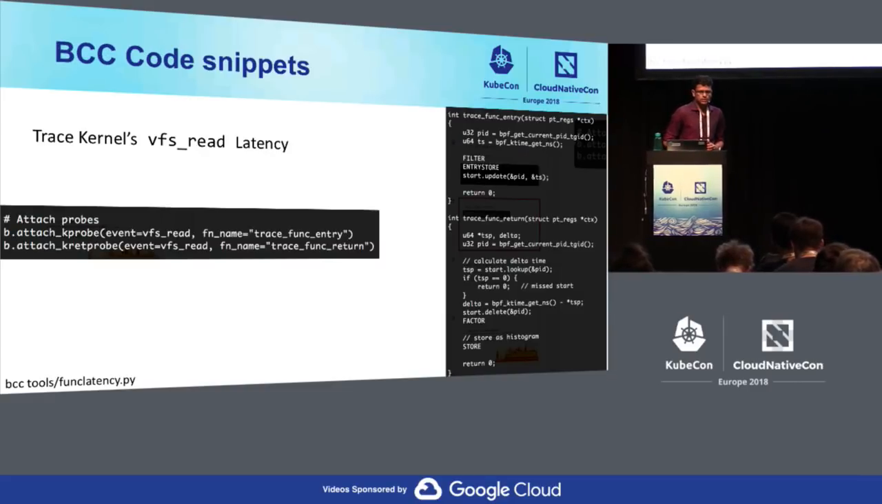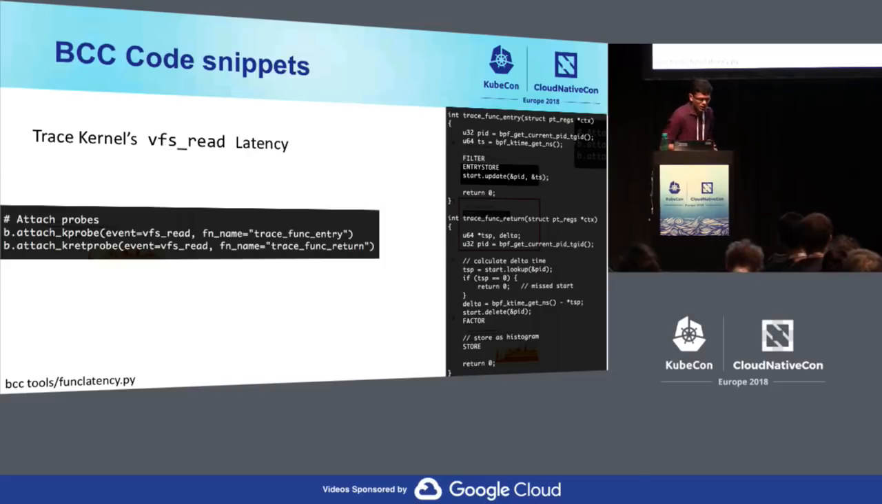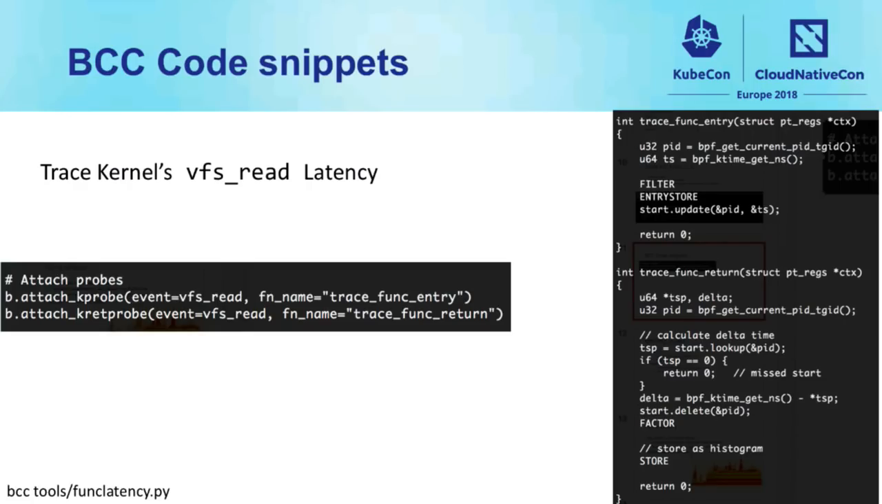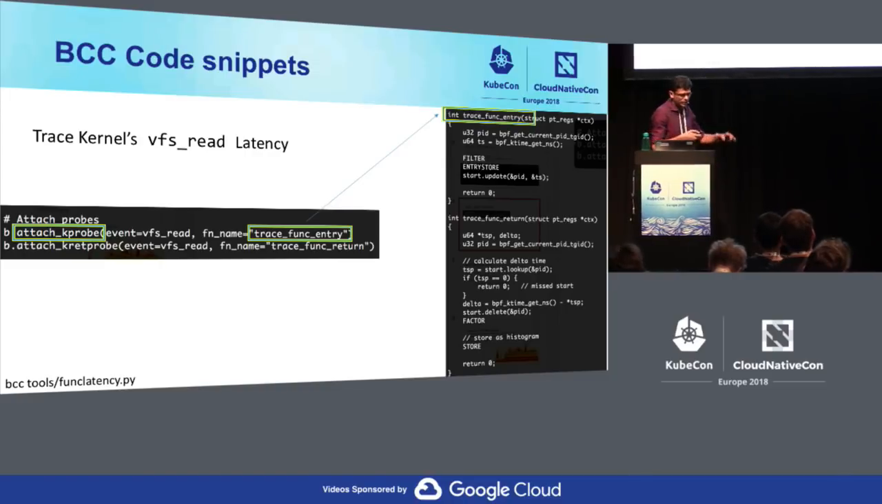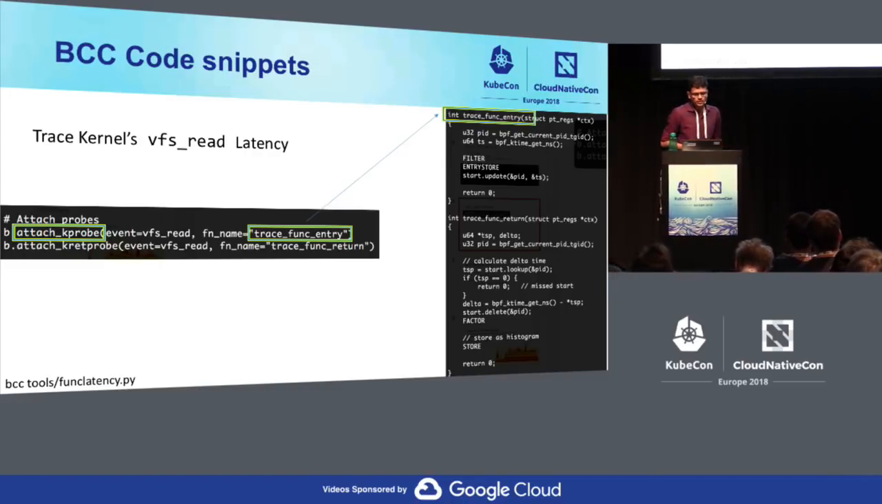This is a typical example of a BCC code snippet, which is taken from one of the tools available in the BCC toolchain, which is called funclatency. So here we see that we are attaching a kprobe to the function vfs_read. We register a handler trace_func_entry, which is called whenever vfs_read is called. This function gets the PID and the timestamp at which this was called and stores it in an associative array, into the BPF map, which is in the kernel itself.